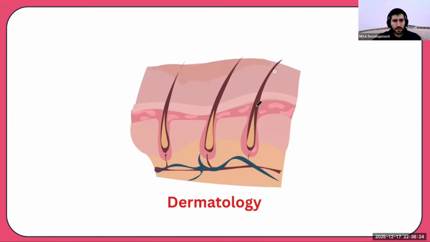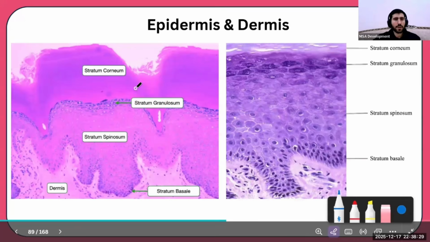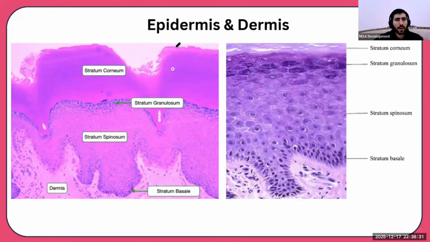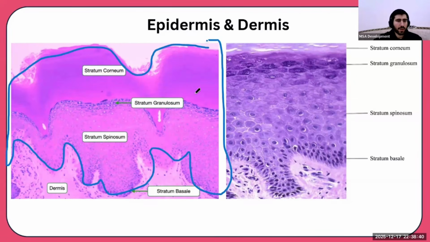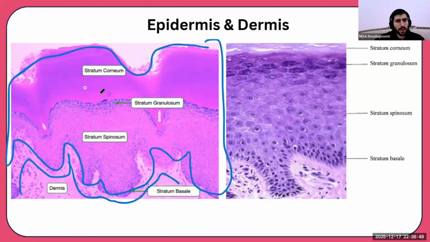So let's start. Okay, so first we will start with derma basics. In the skin, we have two layers. The first layer is called the epidermis, and this whole thing is the first layer. Under it, we have the second layer, which is called the dermis. The epidermis is the skin layer made of keratinocytes. Keratinocytes are squamous epithelial cells covered with keratin.